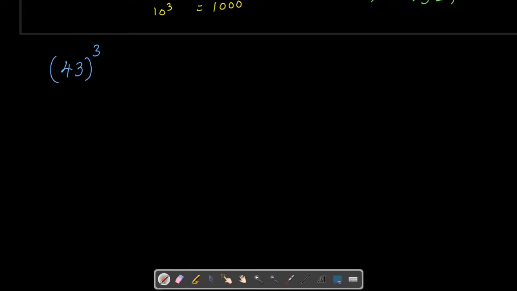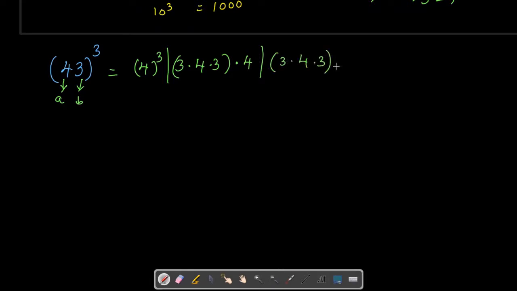Now, can I say this is my a and this is my b? So as the formula or rule says, a cube. So what is my a cube? It is 4 cube. Then 3 times a, which is 4, b is 3, and again multiplied by a, which is 4. Then if I multiply again, 3 times 4 times 3, which is multiplied by 3, the b value is 3, and then taking the b cube. So right now I know 4 cube value is 64, and also I know 3 cube value is 27.